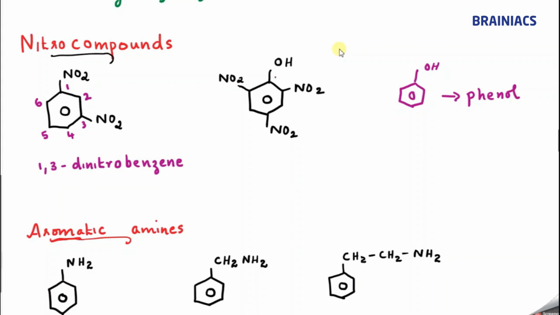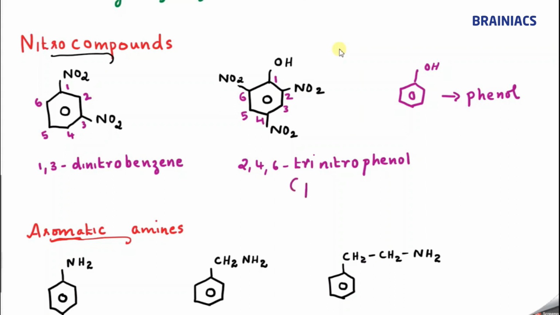Now similarly, how can you name this compound? Let me number it. This will get the lowest possible number, 2, 3, 4, 5, 6. What is the name of this compound? 2,4,6-tri, since 3 are there, trinitro. Then tell me what is the base compound? Phenol. This is the IUPAC name of this compound, 2,4,6-trinitrophenol.